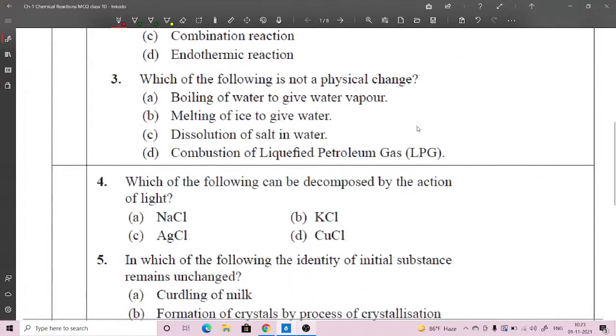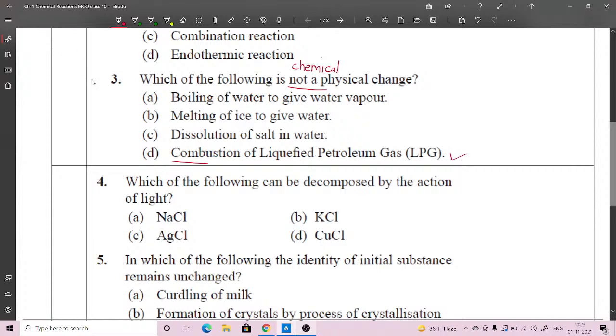Let us move on to question number 3. Which of the following is not a physical change? Not a physical change means which of the following is a chemical change. Let us read the options: boiling of water to give water vapor, melting of ice to give water, dissolution of salt in water, combustion of liquefied petroleum gas. We know that the combustion process itself means a chemical reaction or chemical change. So the correct option is option D.